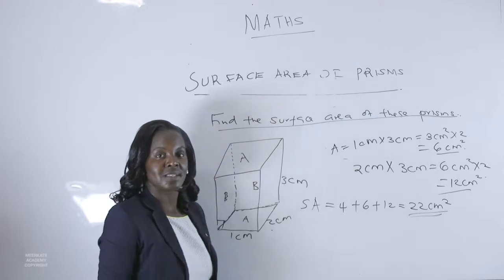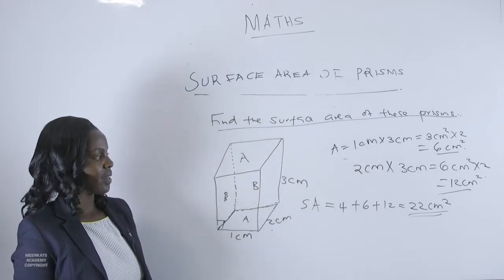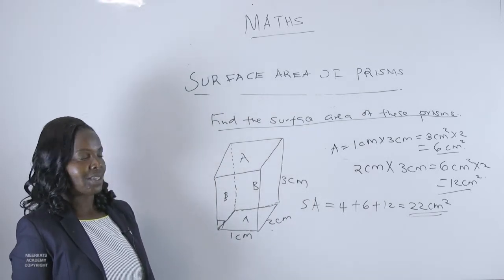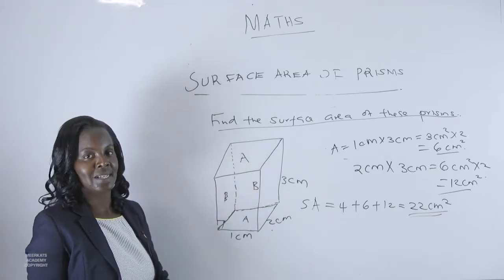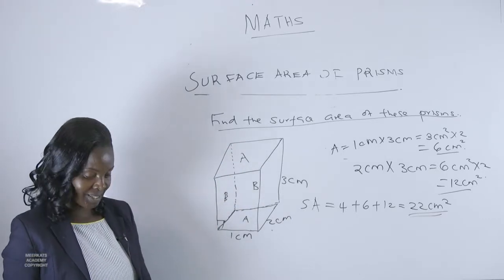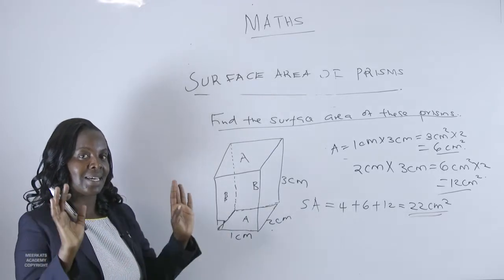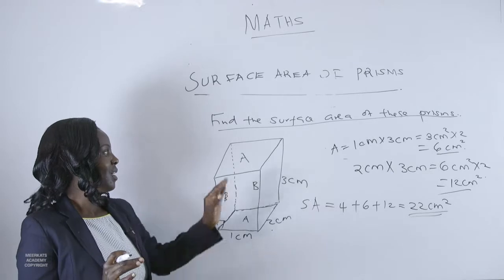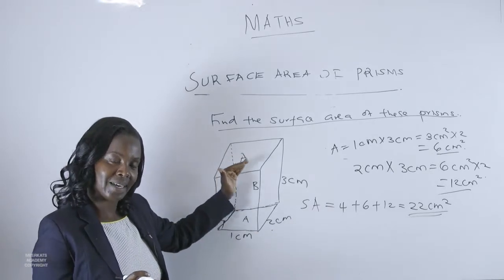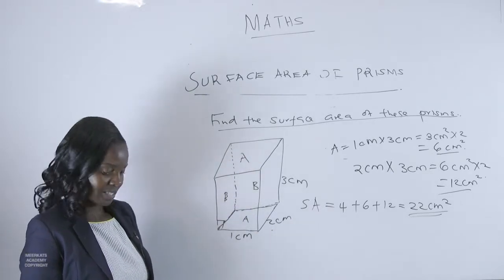And that will give us 22 square centimeters. That is the surface area of this rectangular prism. You must calculate the area of each face. Remember to capture the area of each face.